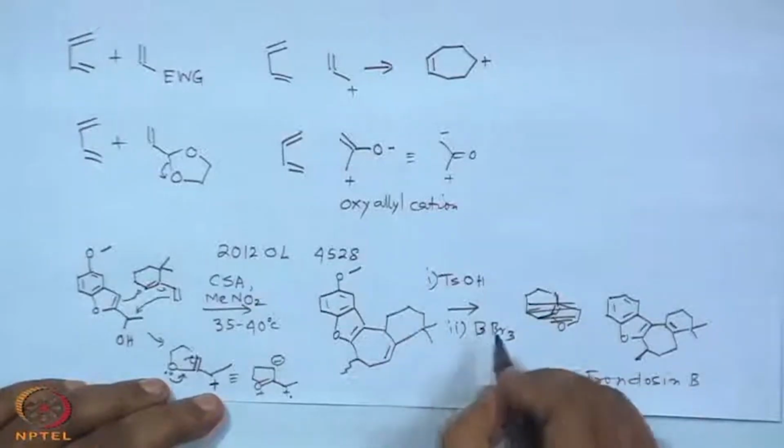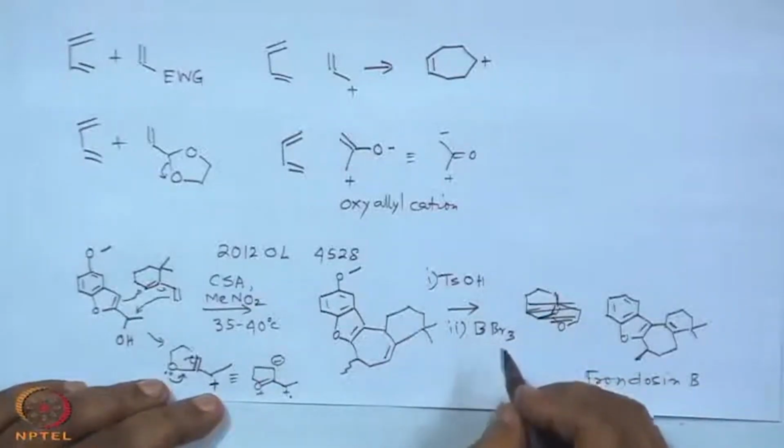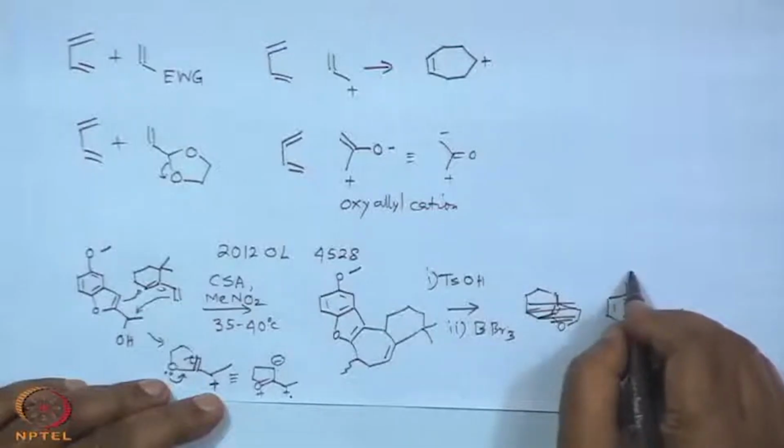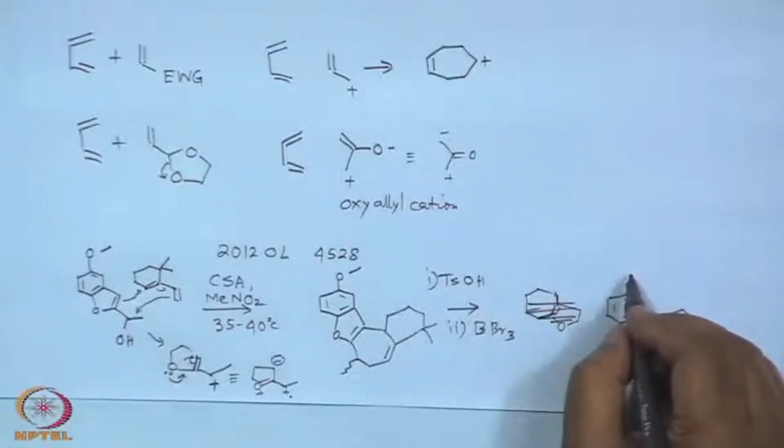Probably many of you know boron tribromide. Boron tribromide is a famous reagent for demethylation. So, that means if you have, let us say, phenyl methyl ether, how do you generate phenol from phenyl methyl ether?